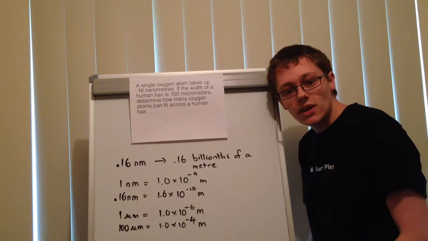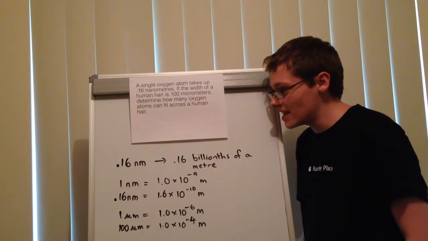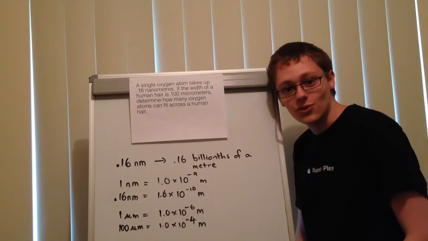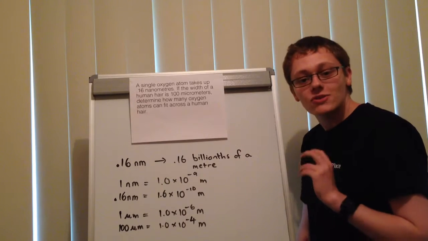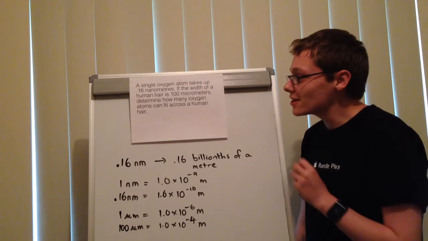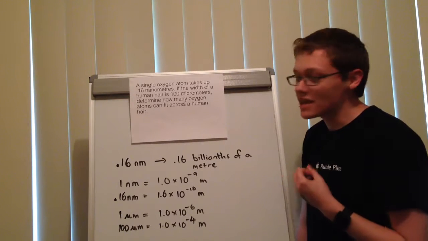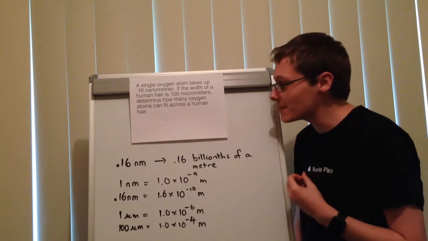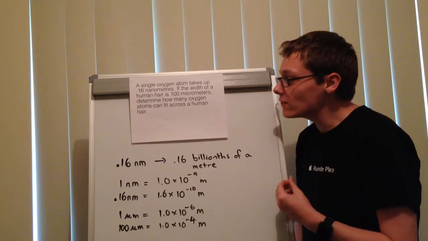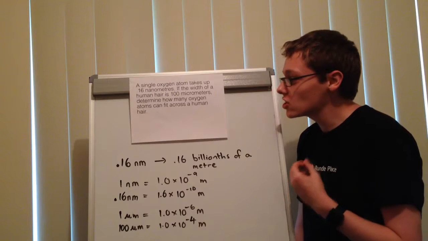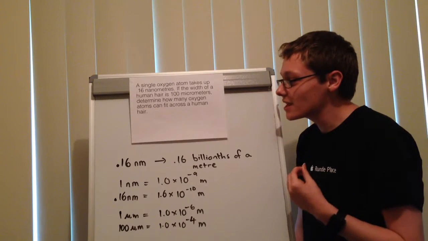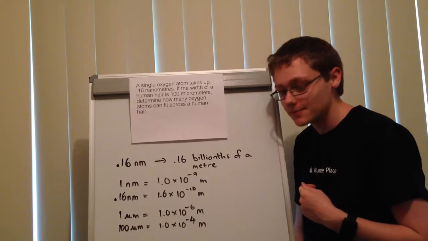So now on to another question, and getting back to the nanotechnology theme, because after all that's what this course is all about, we're looking on the small scale. So a single oxygen atom takes up 0.16 nanometers, and the width of a human hair is 100 micrometers. Determine how many oxygen atoms can fit across a human hair.